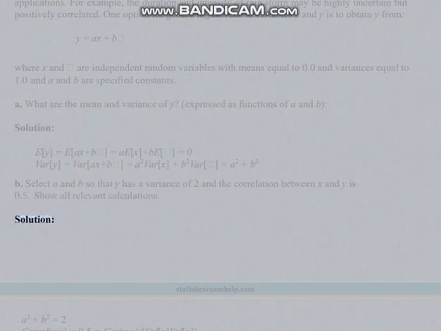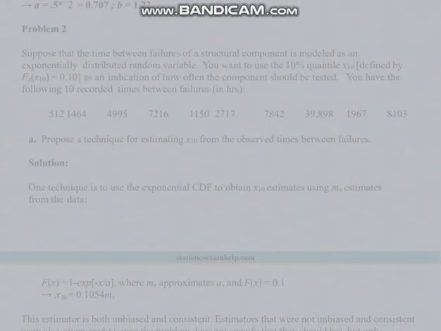Solution. a squared plus b squared equals 2. Correl x y equals 0.5 equals Cov x y divided by std x times std y. Cov x y equals E[x y] equals E[x times (ax plus bz)]. So Cov x y equals a E[x squared] plus b E[xz] equals a Var x equals a. So a is equal to 0.5 times square root of 2 equals 0.707, and b equals 1.22.